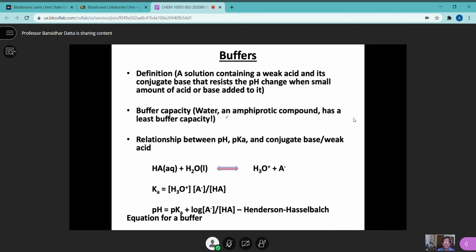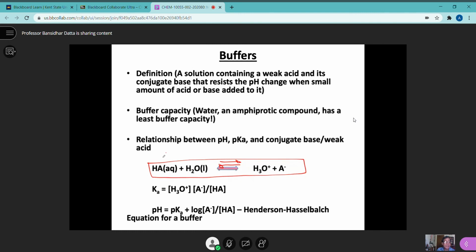What does a buffer consist of? A buffer is a solution containing a weak acid and its conjugate base that resists the change of pH on a small amount of acid or base added to it. And how does it work? Let's say the weak acid is called HA. HA plus H2O in water dissociates. Since it's a weak acid, it dissociates reversibly, and that's why I'm writing a two-headed arrow. You get H3O plus and A minus.